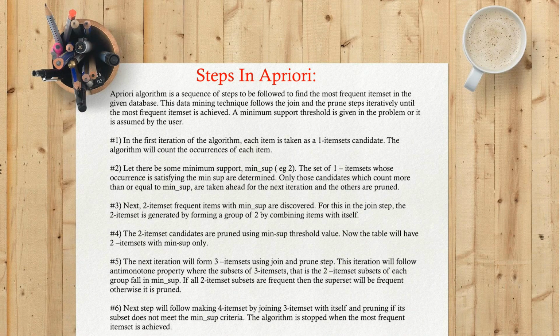Number 5. The next iteration will form 3-item sets using join and prune steps. This iteration will follow the anti-monotone property, where the subsets of 3-item sets, that is the 2-item set subsets of each group, fall in min_sup. If all 2-item set subsets are frequent, then the superset will be frequent, otherwise it is pruned. Number 6. The next step will follow making 4-item sets, by joining 3-item sets with itself, and pruning if its subset does not meet the min_sup criteria. The algorithm is stopped when the most frequent item set is achieved.